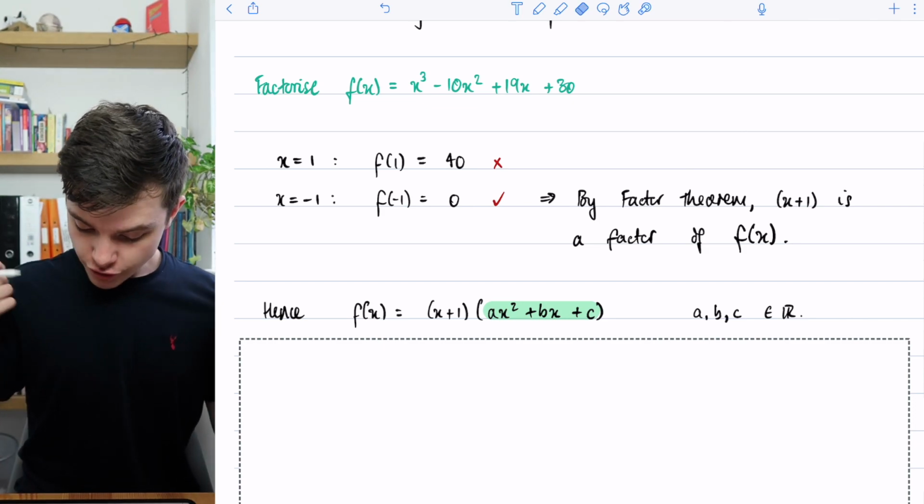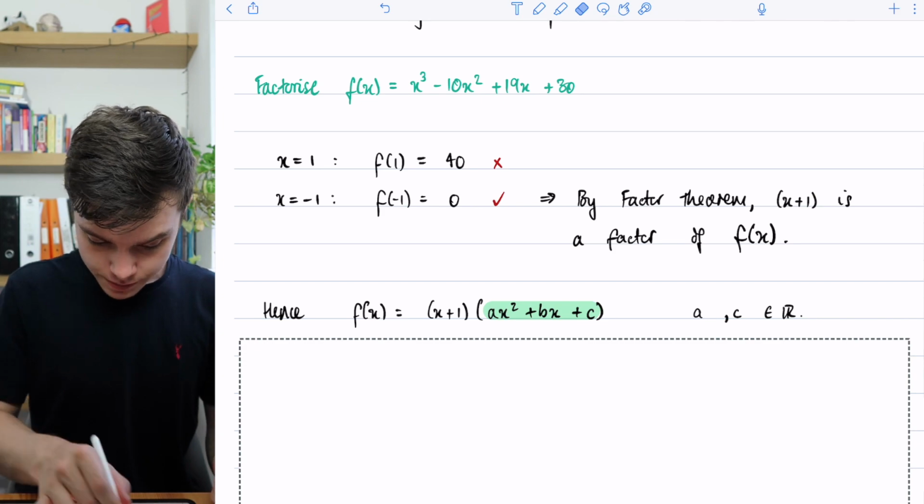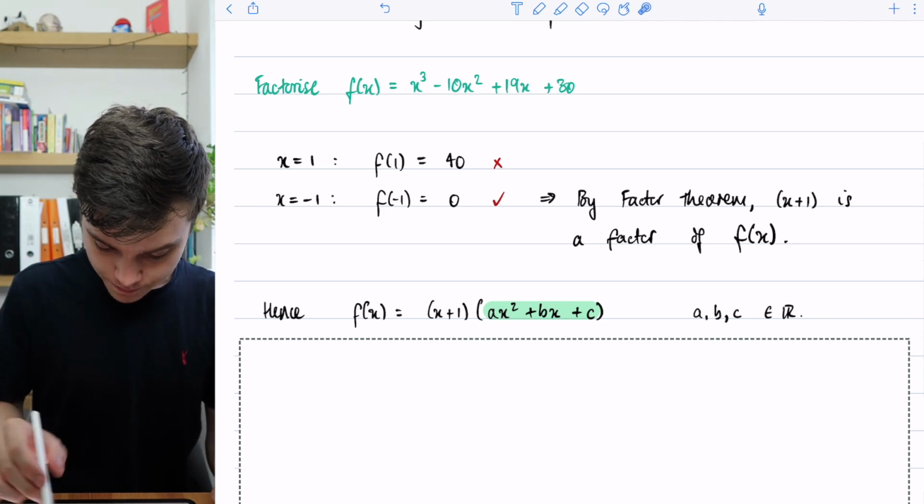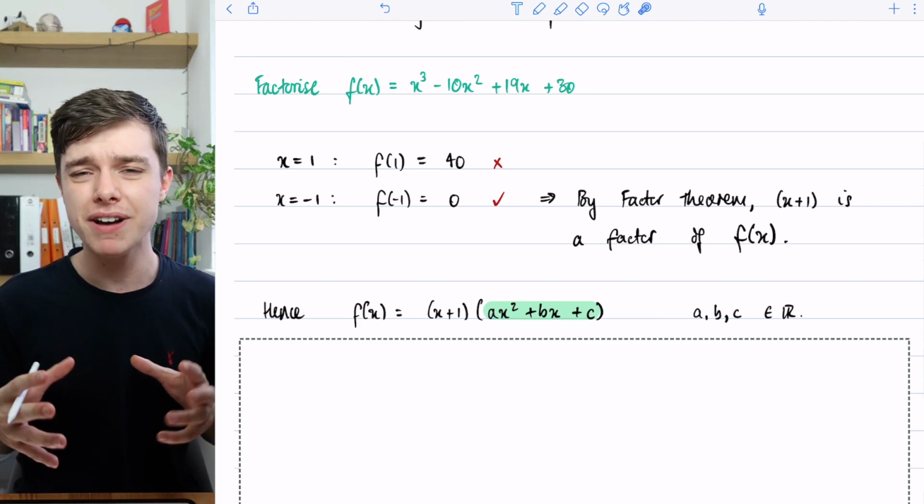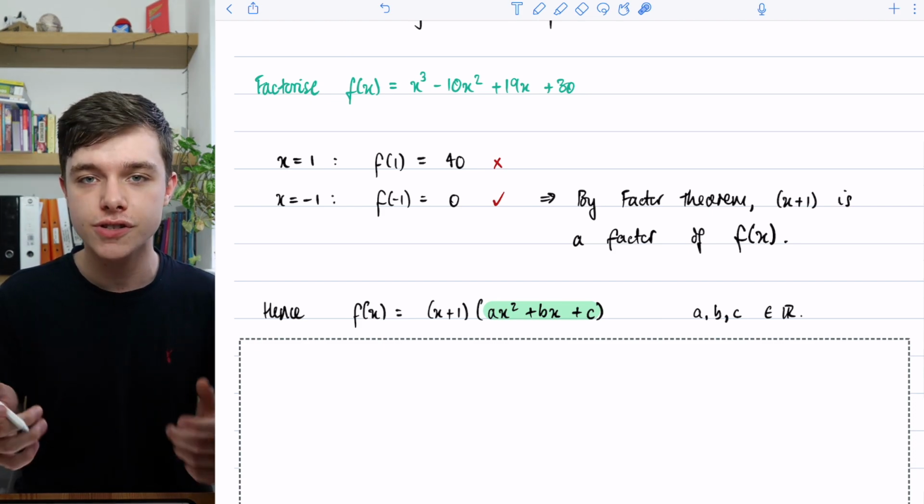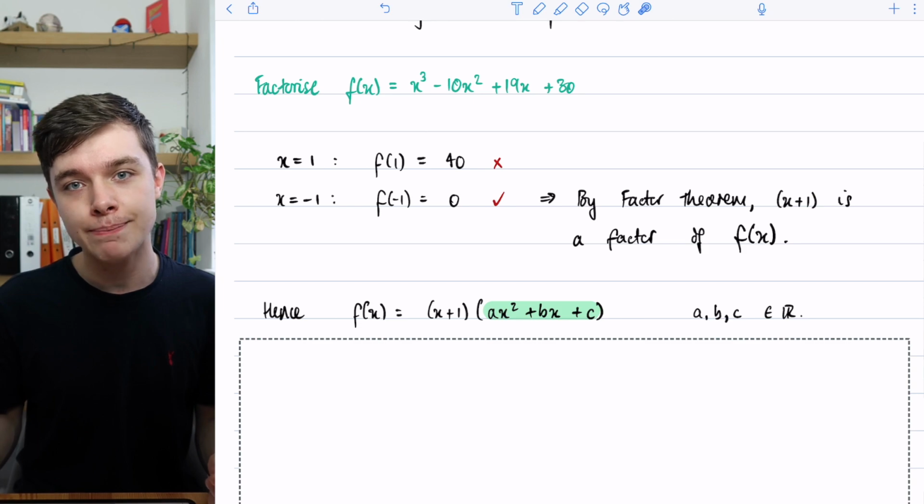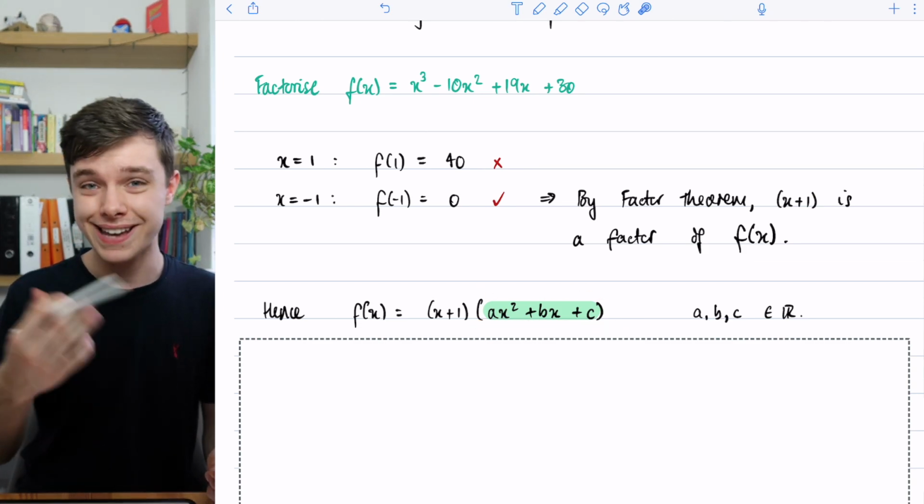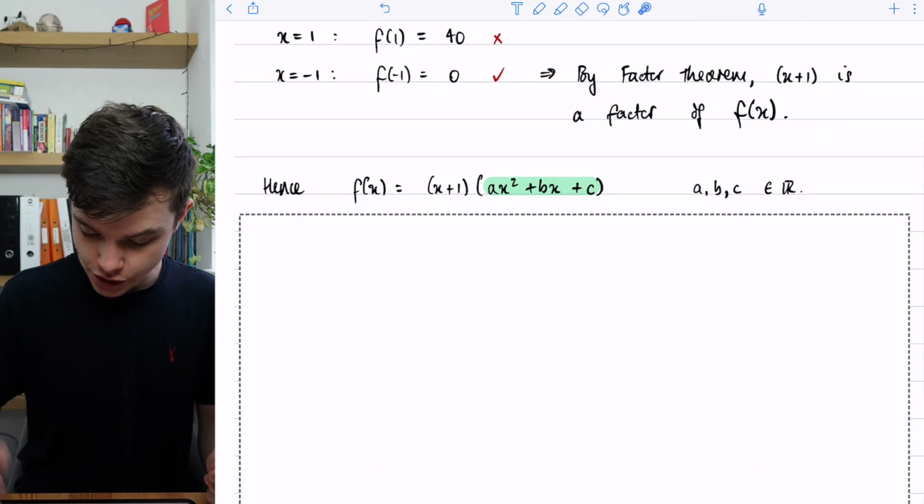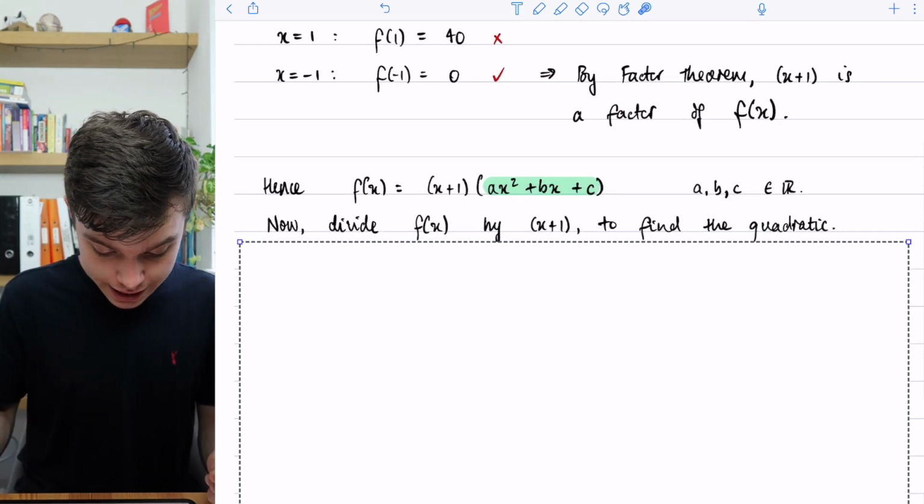So I've got here a, b and c are elements of the real numbers, so they're constants, okay? And we really just need to find those constants, and then we can do the trick that I mentioned at the start, which is then factorise this quadratic if it factorises. So, how can we find a, b and c?